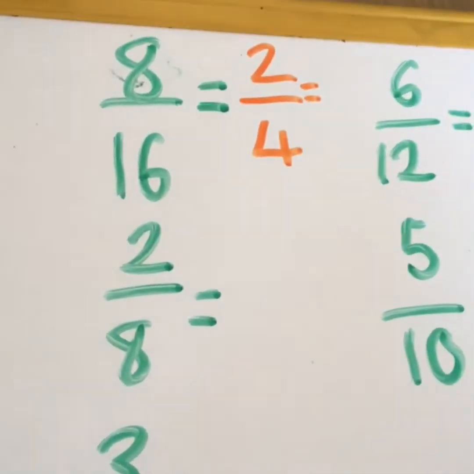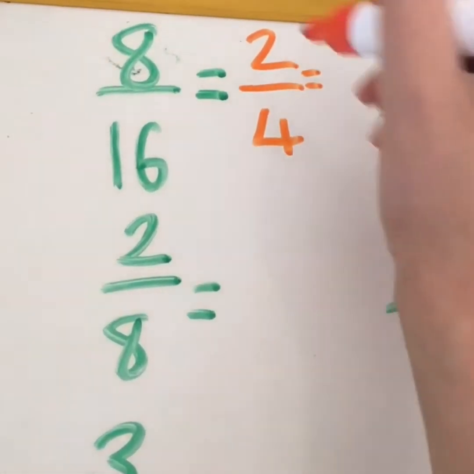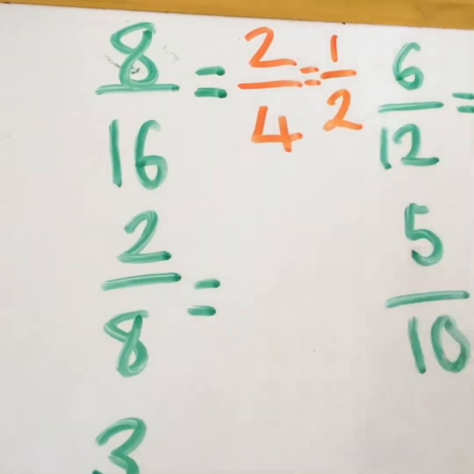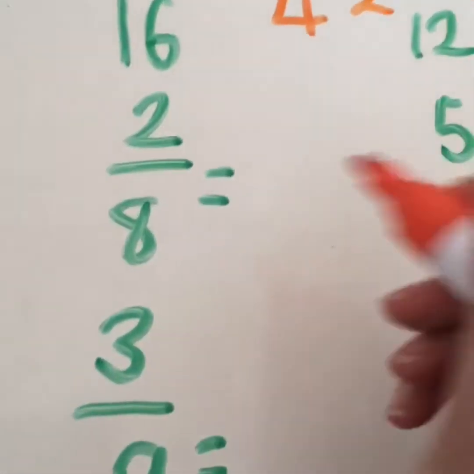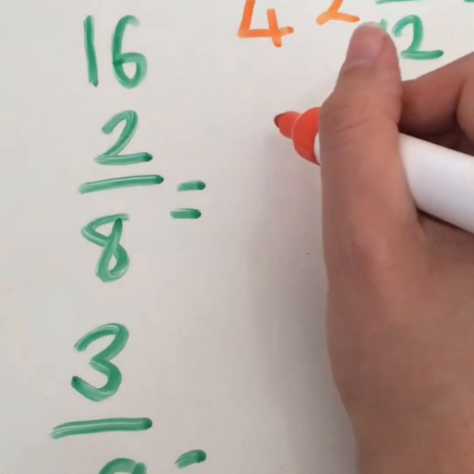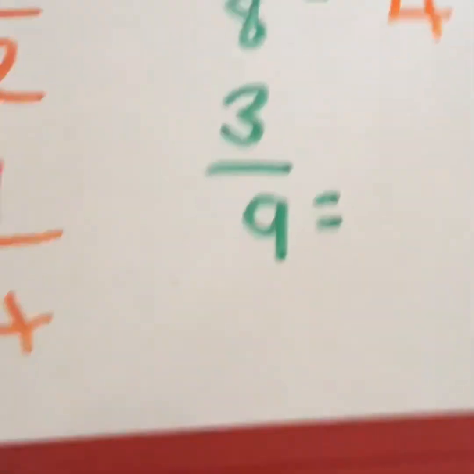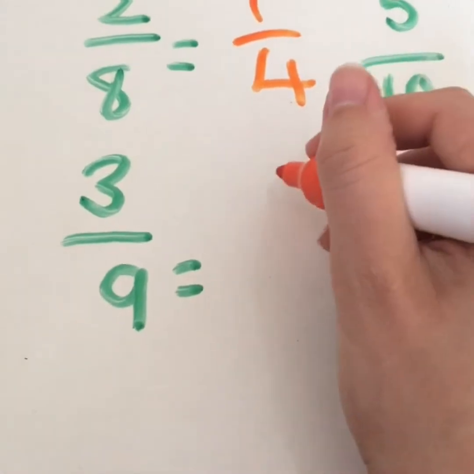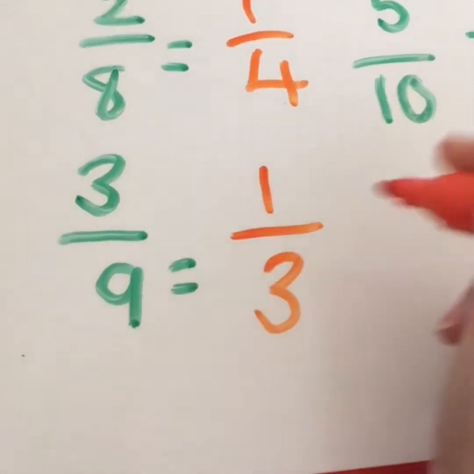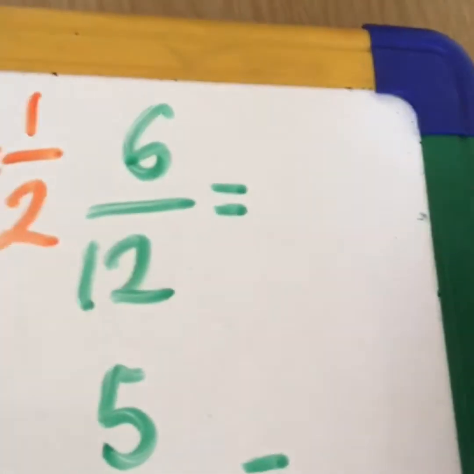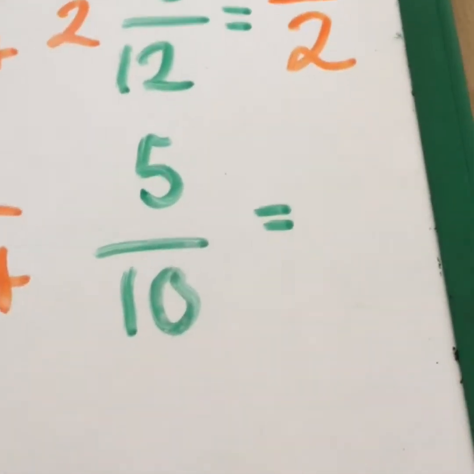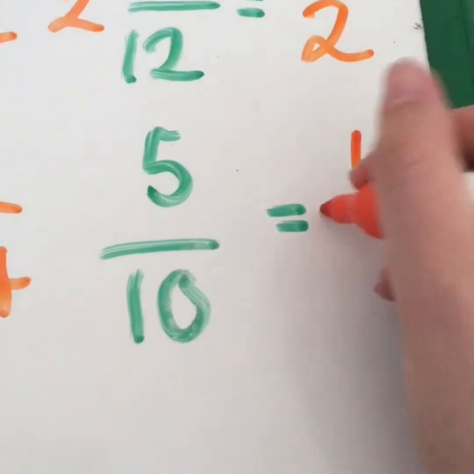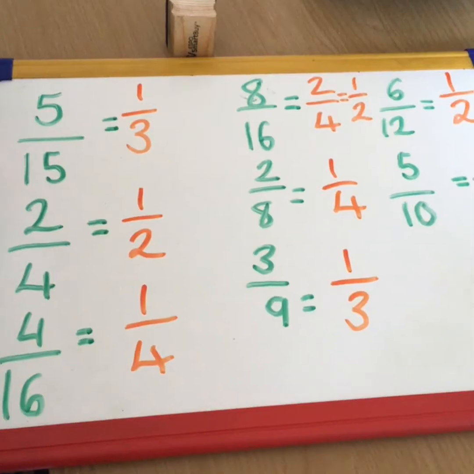Ooh, now I'm looking at that one. I think I can divide it by something else. I can divide them both by 2, which would be equivalent to 1/2, or I could have divided them by 8 straight away to get to 1/2. 2/8, I can divide them both by 2, which would be equivalent to 1/4. 3/9, I could divide them both by 3 to be equivalent to 1/3. 6/12, I could divide them both by 6, which would be 1/2. 5/10, I can divide them both by 5, which would be equivalent to 1/2.